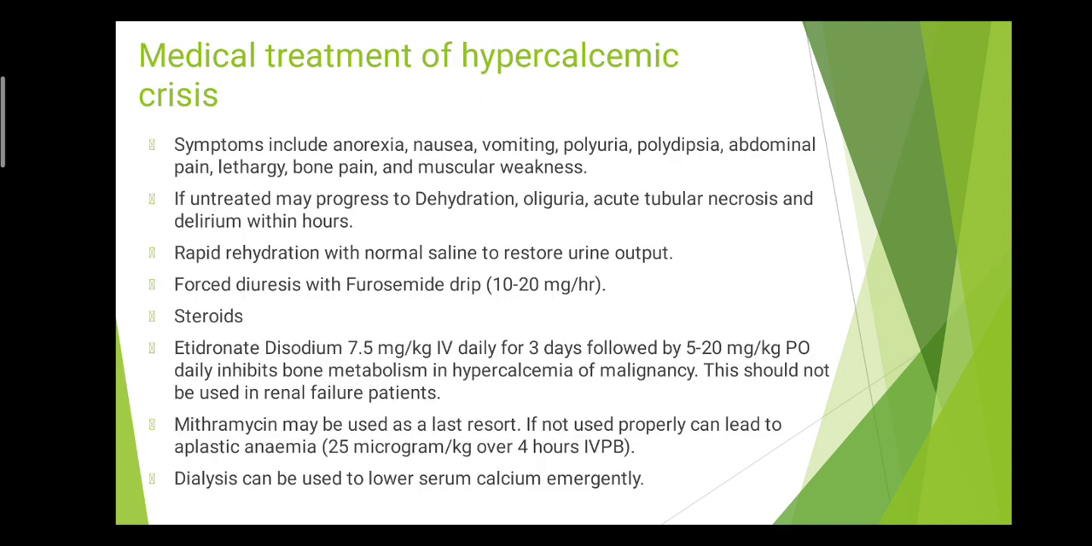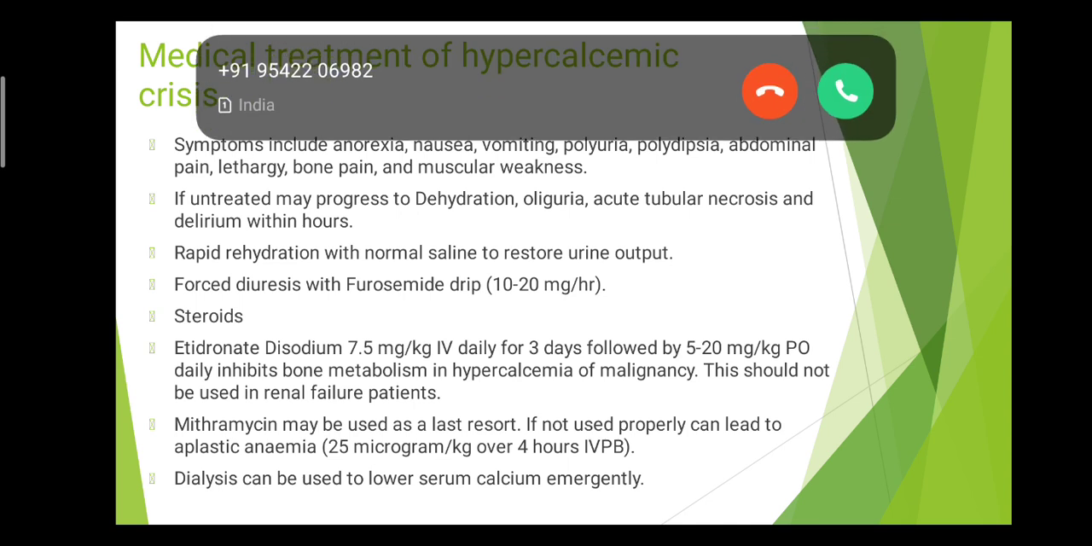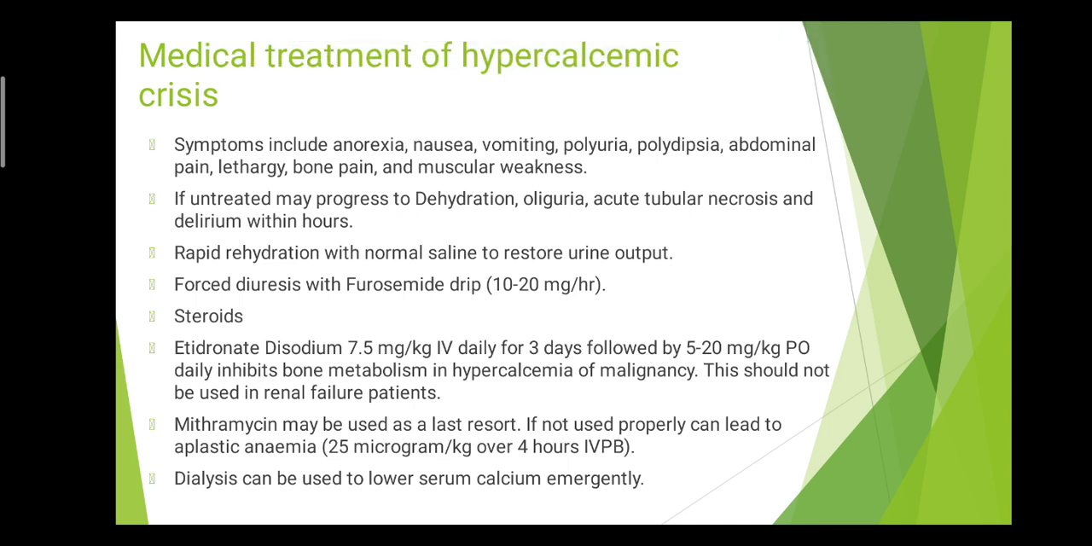And coming to medical treatment. Symptoms include anorexia, nausea, vomiting, polyuria, polydipsia, abdominal pain, lethargy, bone pain, and muscle weakness. If untreated, it may progress to dehydration, oliguria, acute tubular necrosis, and delirium with NOS. Rapid rehydration with normal saline to restore urine output. Then forced diuresis with furosemide drip, which should be started at 10 to 20 mg per hour.